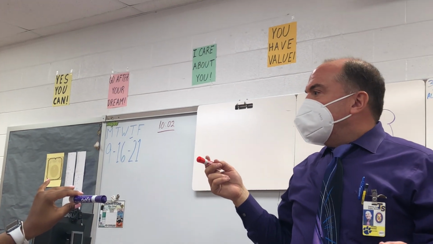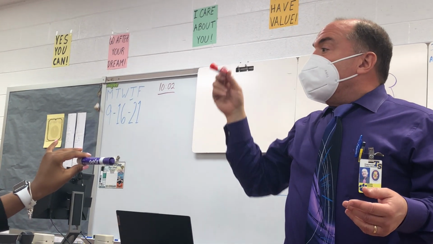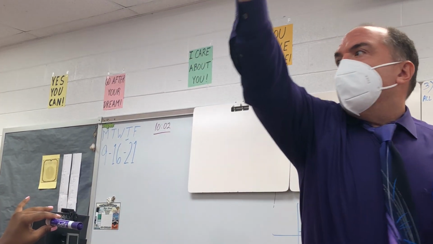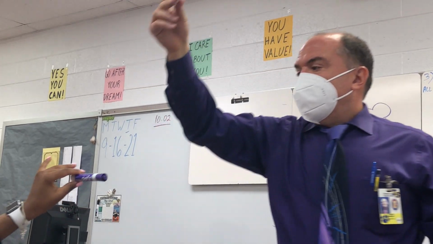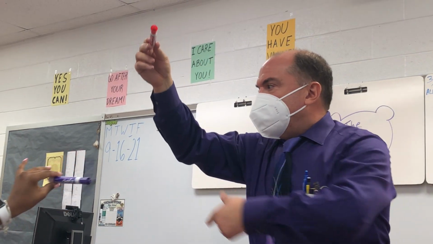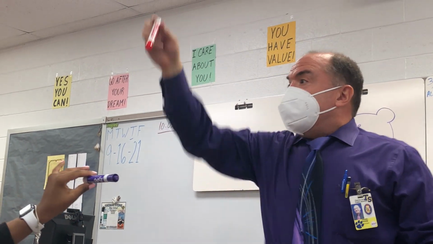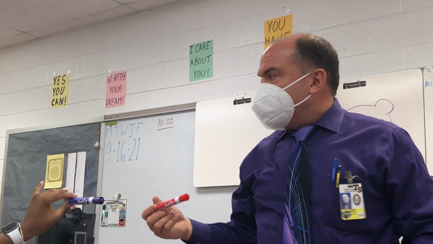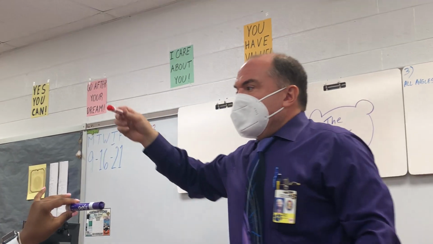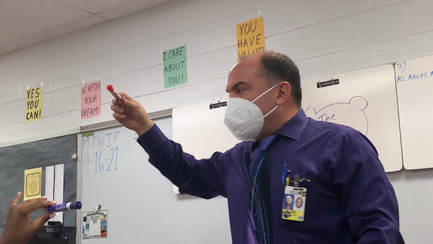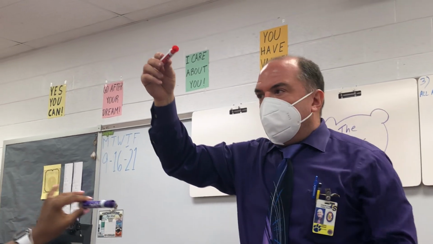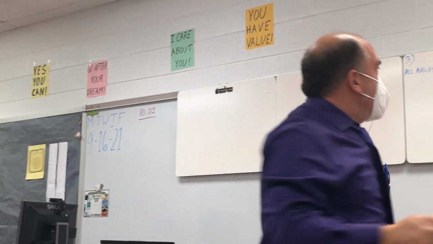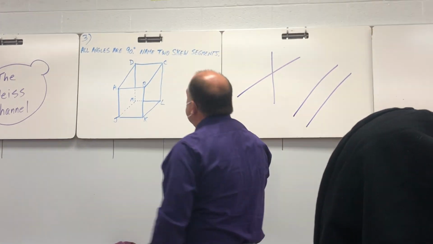Actually, it doesn't even look perpendicular because this one's going this way, and this one's going this way. Perpendicular would be going straight up and down and straight across. This is going some cockamamie direction. This is called skew. Can you name 2 skew segments here?